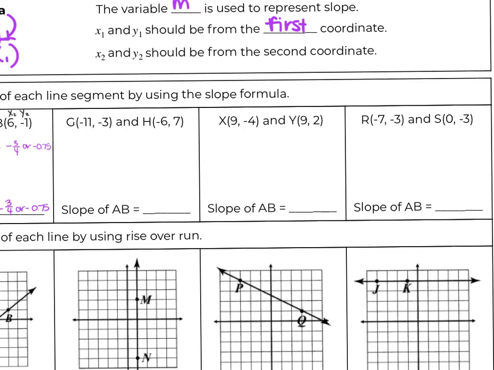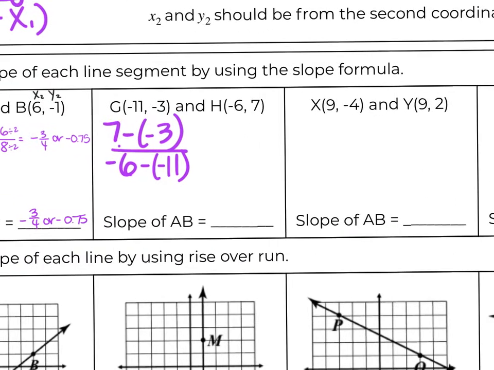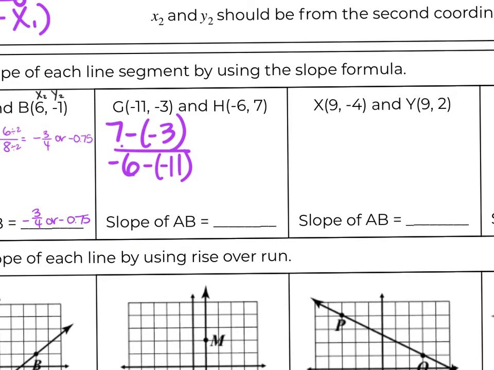Okay, so you should have actually done 7 minus -3 and then -6 minus -11. So both of those are going to change to what? If it's a double negative, we change that to what? Positive, so it's going to be addition. So 7 plus 3 is 10. -6 plus 11 is 5. And then 10 divided by 5 gives you 2.